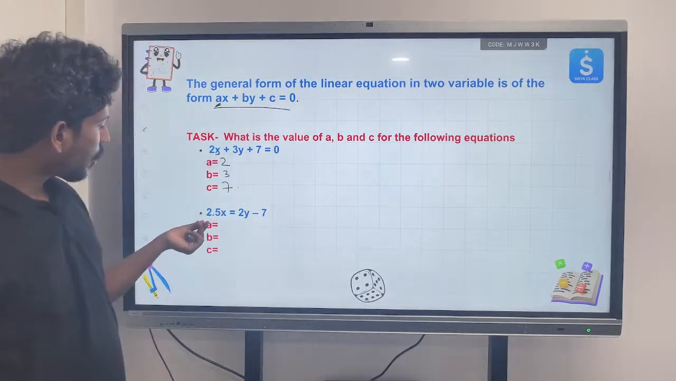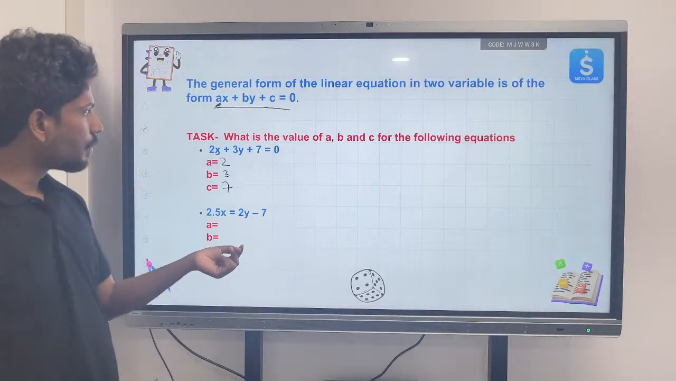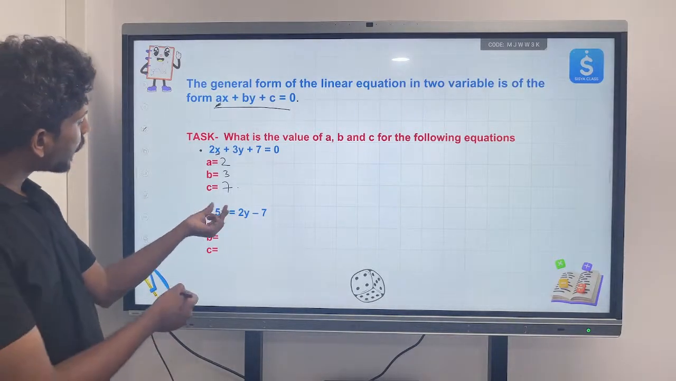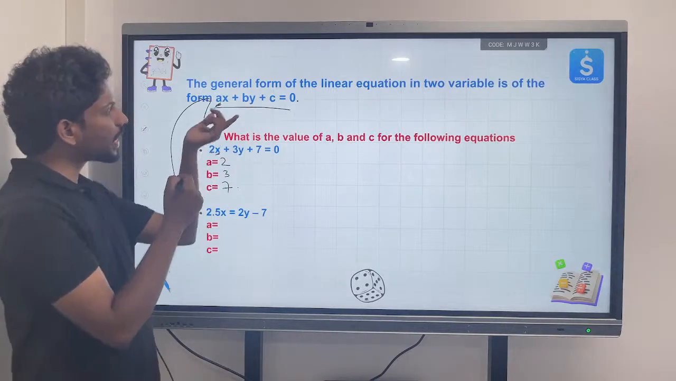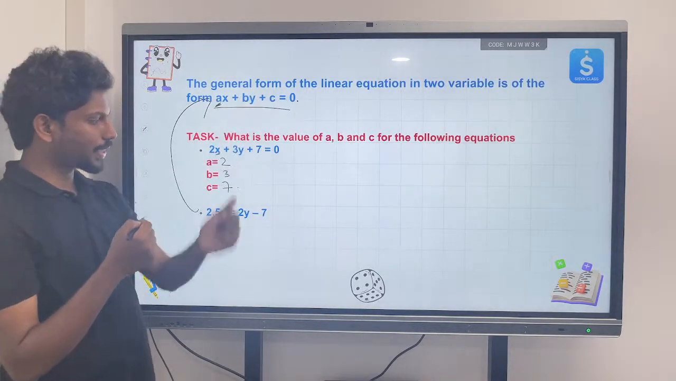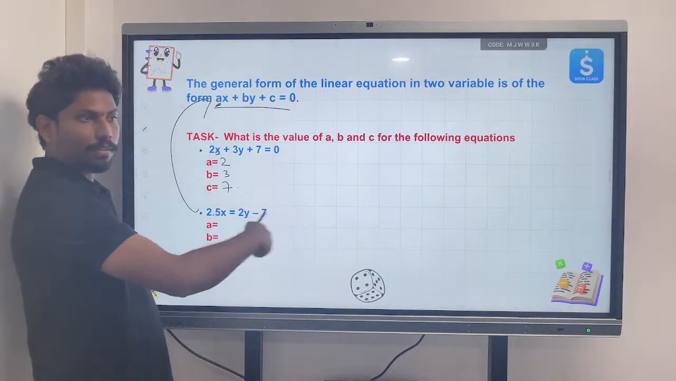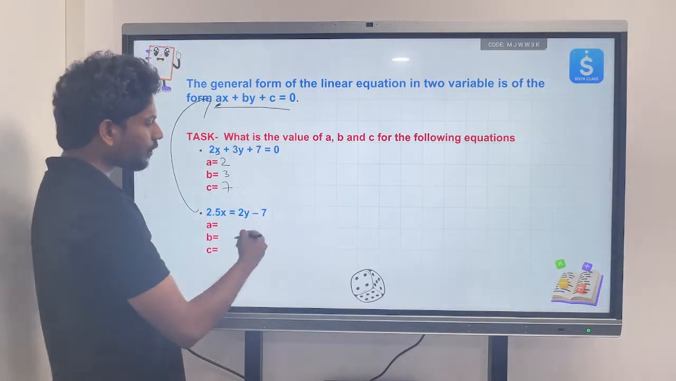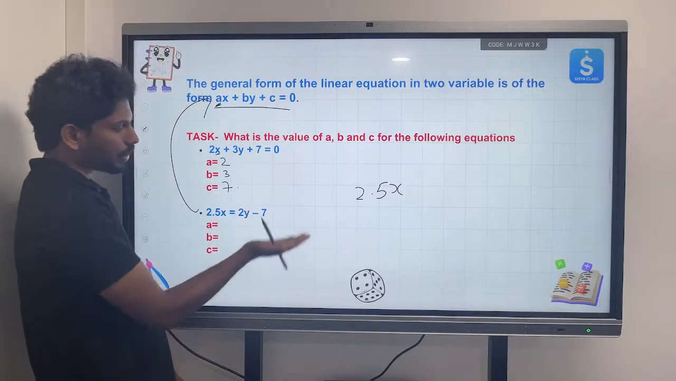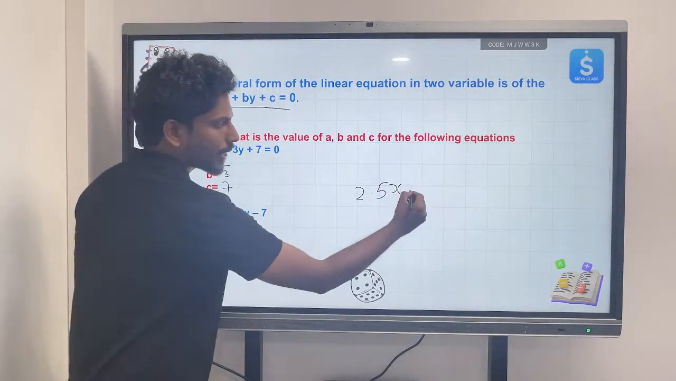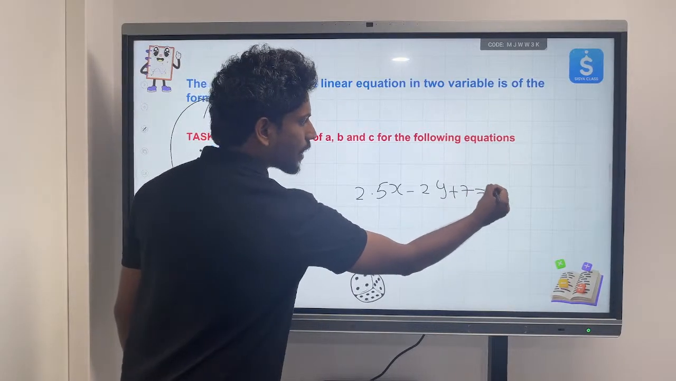Similarly, can you also see here 2.5x equals 2y minus 7. First of all, you need to bring this form of a linear equation into the general form. Now, what is the general form we have? ax plus by plus c equals 0, right? First, you need to convert this into the general form. How do you convert this? 2.5x, bring all the variables and coefficients to one side, minus 2y plus 7 equals 0, right?